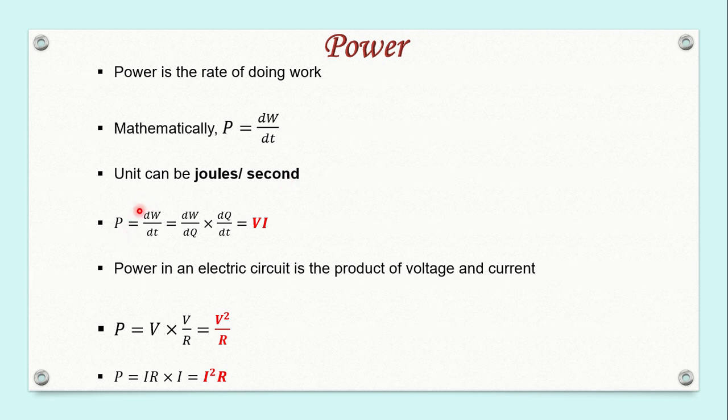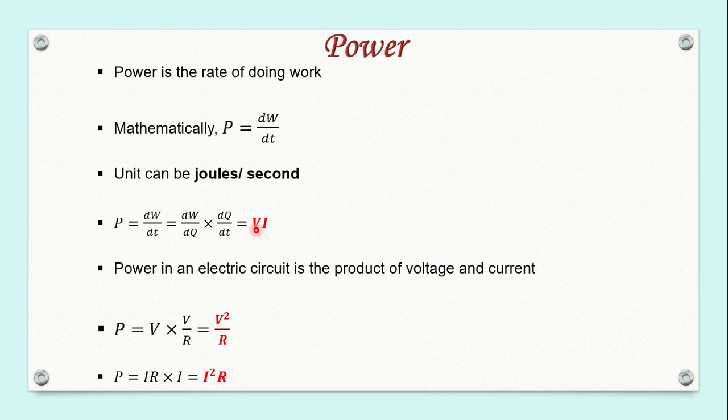Now let us represent this equation in another way. P is equal to dW by dt, and I am rearranging this as dW by dq into dq by dt. There is no change, dq will get cancelled. So what is dW by dq? Work done per charge, the work done in moving a unit positive charge from infinity to a particular point. We have defined it as the potential or voltage V. And what is dq by dt? Rate of flow of charge, and that is current I. So we get power as voltage into current. Power in an electric circuit is the product of voltage and current, P is equal to V into I.